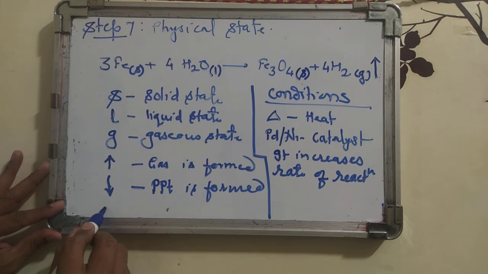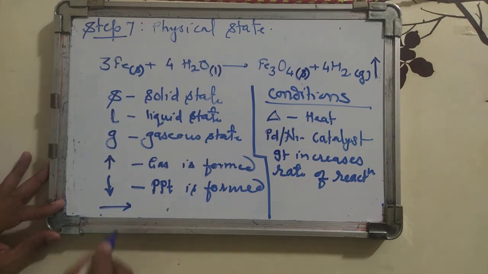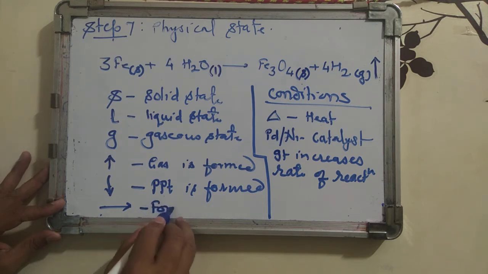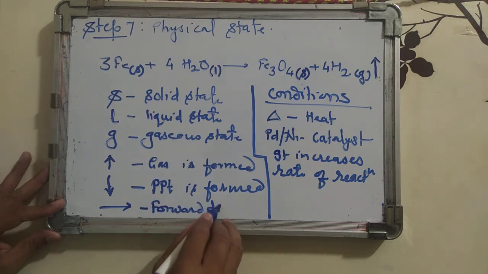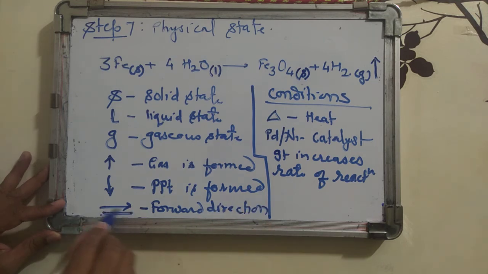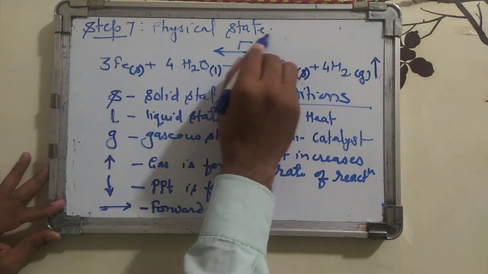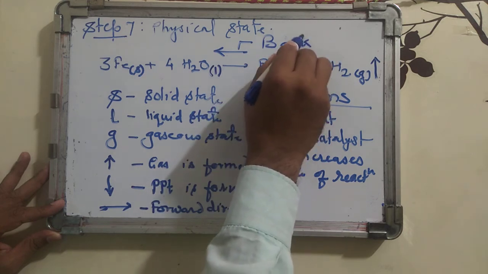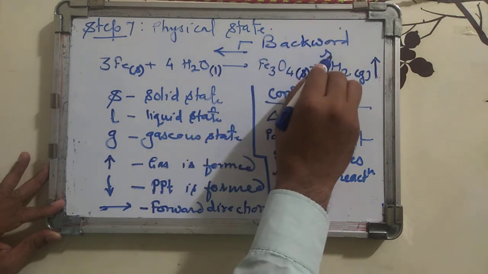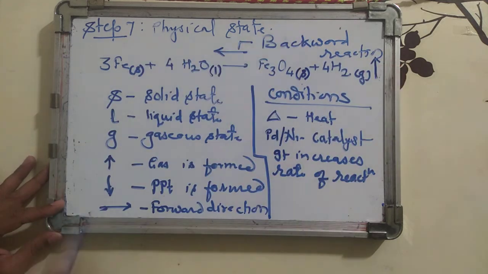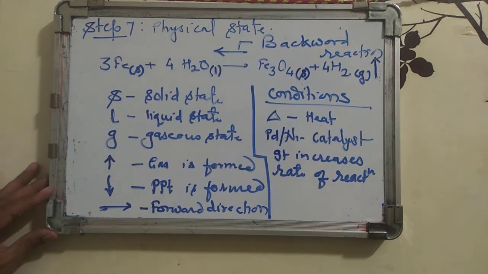If suppose we have this arrow, this indicates that the reaction is in the forward direction. That means a reaction can be forward as well as backward. And if you find this arrow is in this direction, then it's called the backward reaction. In this way, the physical states of the chemical reactions are mentioned.